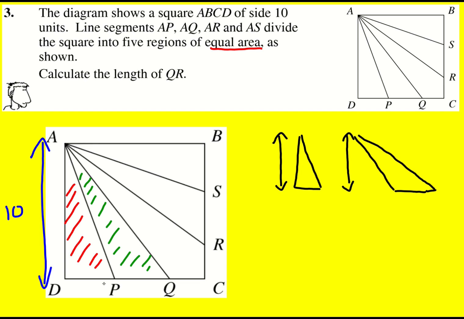And so because they have the same perpendicular height, what I'm trying to say is that if this here is x, then this here is also x.